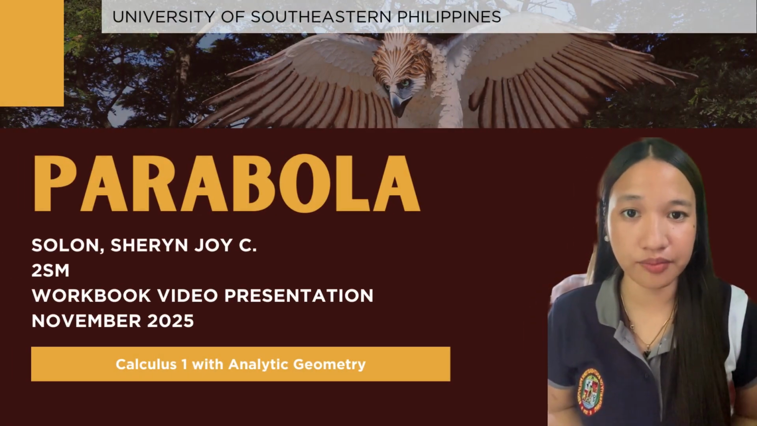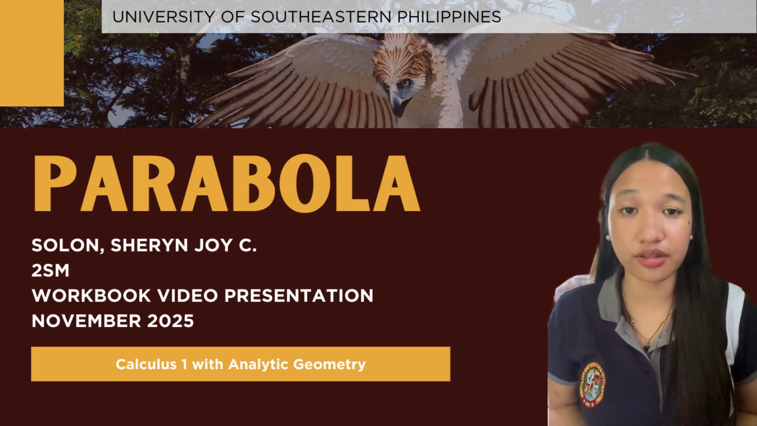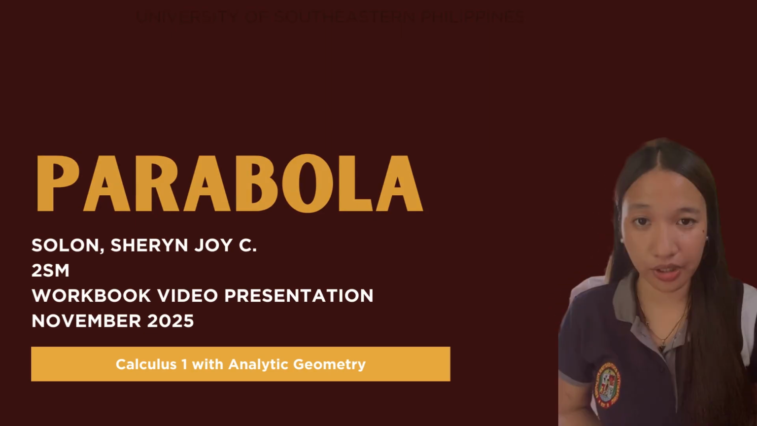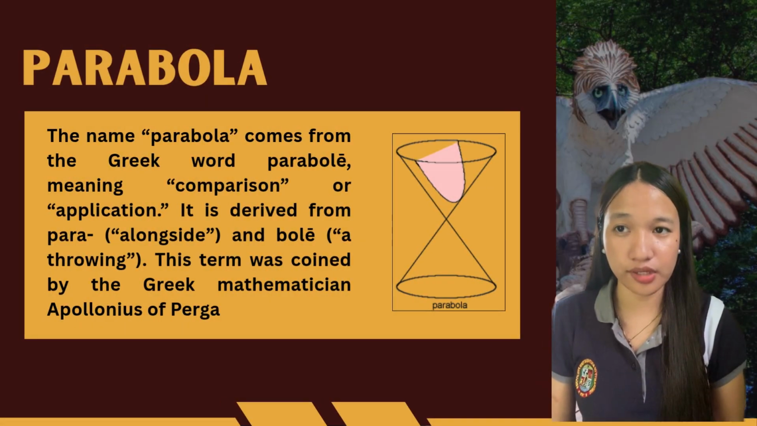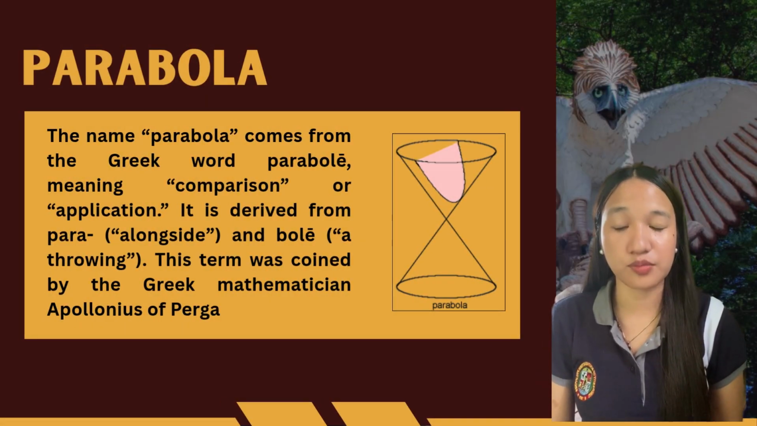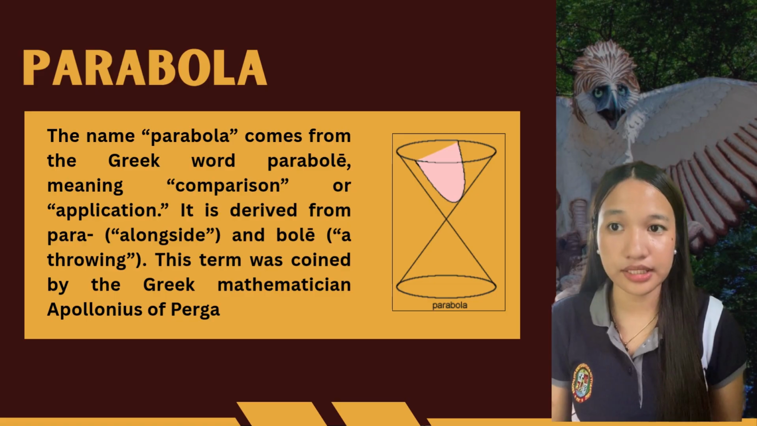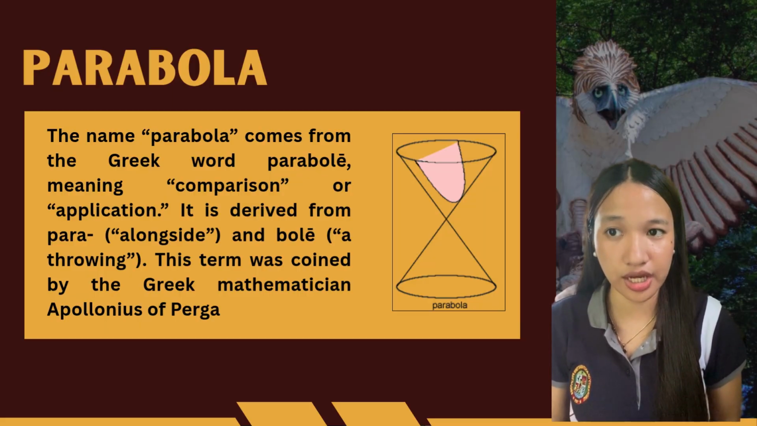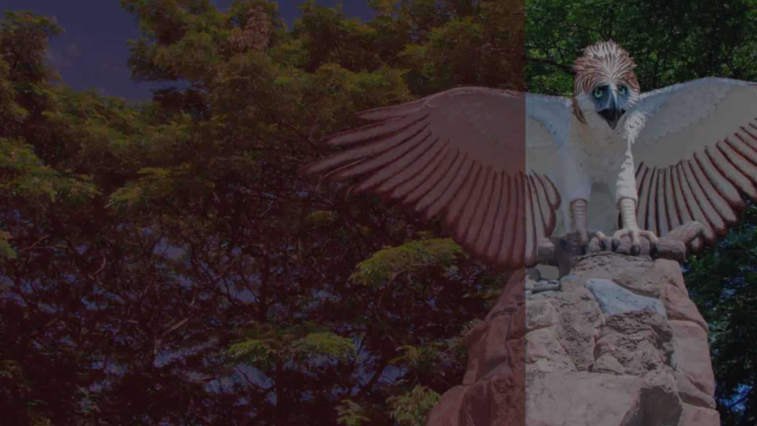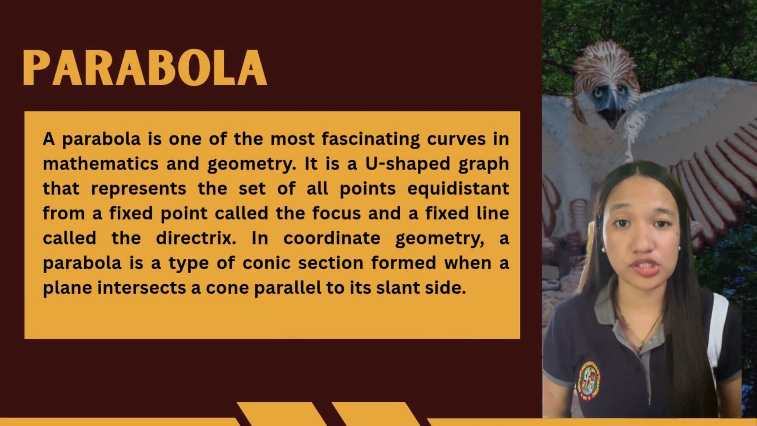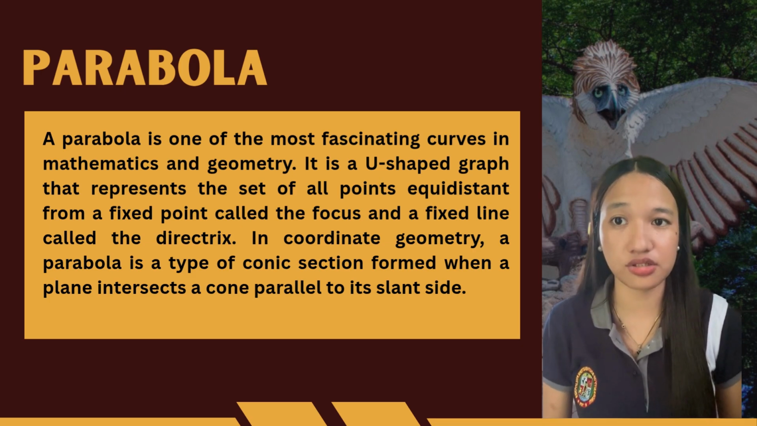Solon from 2SM and today I will be discussing the topic which is the parabola. So what is parabola? The name parabola comes from the Greek word parabol meaning comparison or application. It is a derived form: para means alongside and bol meaning throwing. This term was coined by the Greek mathematician Apollonius of Perga. Parabola is one of the most fascinating terms in mathematics and geometry.